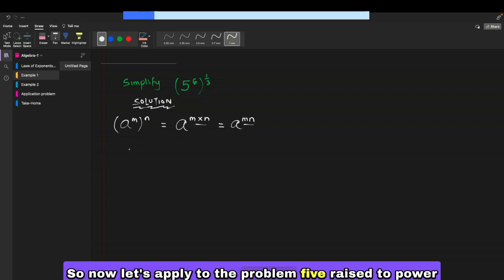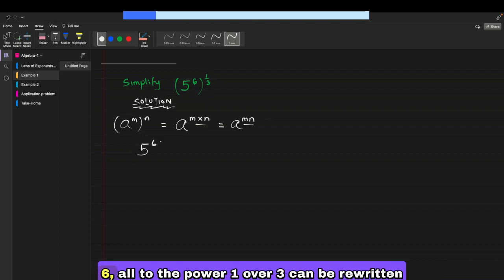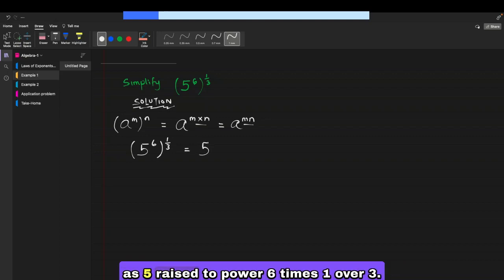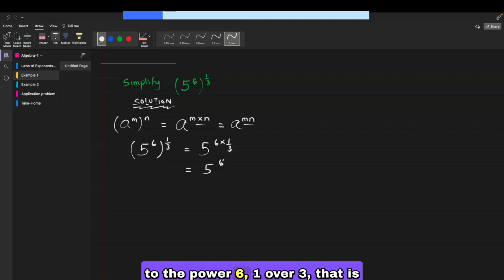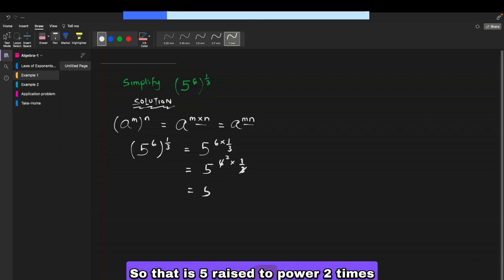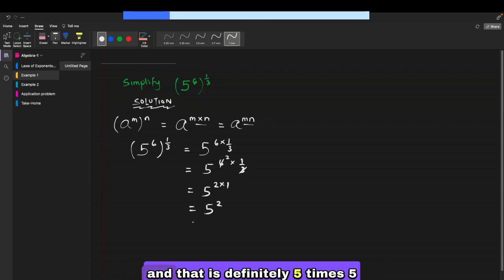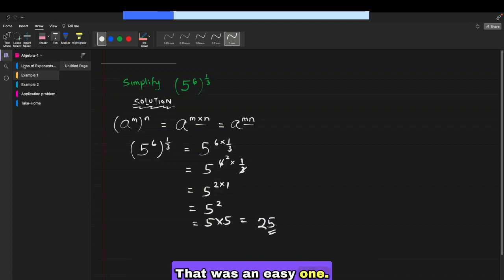So now let's apply it to the problem. 5 raised to the power 6, all raised to the power 1 over 3, can be rewritten as 5 raised to the power 6 times 1 over 3. If you resolve the exponents, this becomes 5 raised to the power 6 over 3. That is, 3 goes into 6 2 times. So that is 5 raised to the power 2 times 1, same as 5 raised to the power 2, and that is definitely 5 times 5. And the final answer for that is 25. That was an easy one.